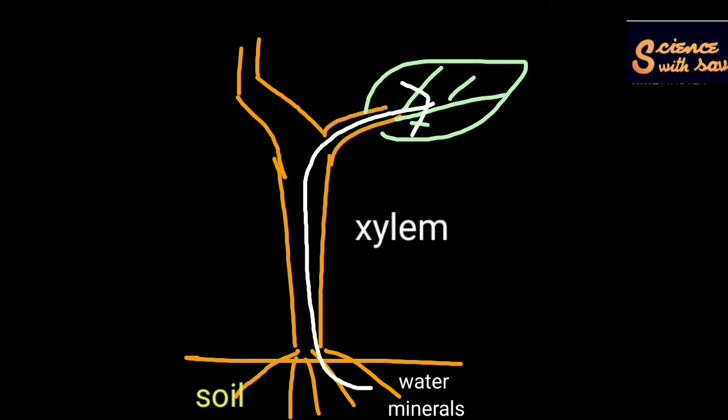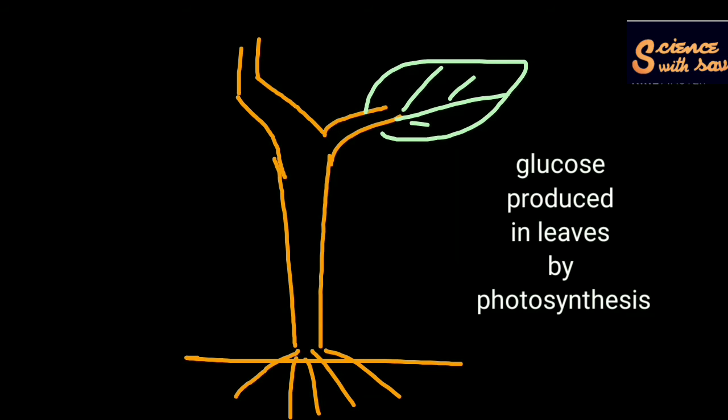So the water and minerals obtained from the soil and absorbed by the roots are transported to the leaves through the tissue xylem. And by using these raw materials in the leaf, the food is prepared. The prepared food from the leaves is transported to all parts of the plant, where it is used up and stored, and this is done by the phloem.